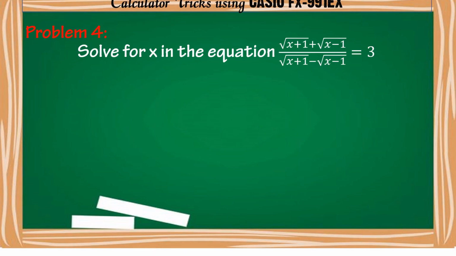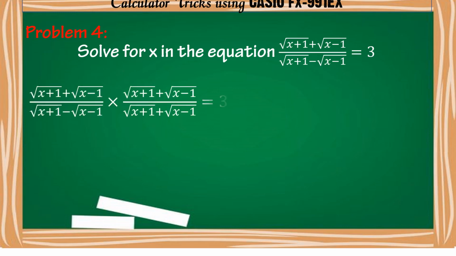Let's have problem number 4. Solve for x in the equation square root of x plus 1 plus the square root of x minus 1 divided by the square root of x plus 1 minus the square root of x minus 1 equals 3. Solving manually, we will multiply the left side of the equation by the conjugate of the denominator. It will give you this equation.